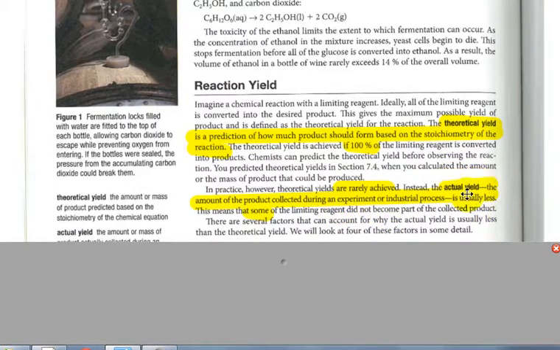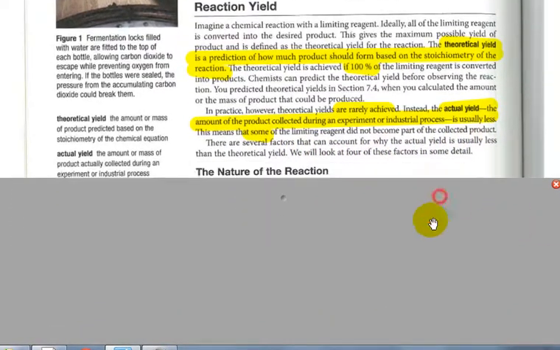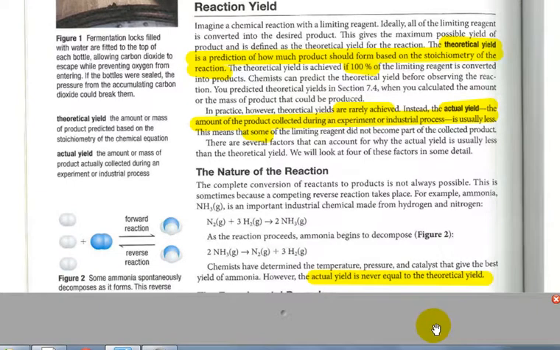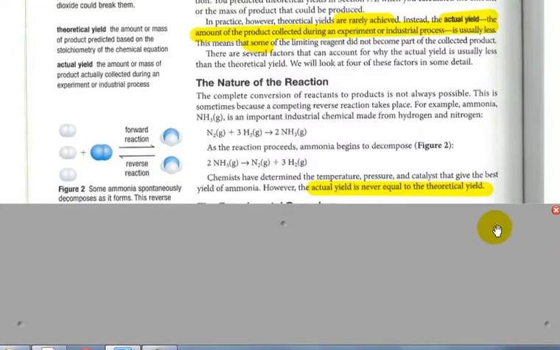We get an actual yield, which is the amount of product that we actually get during the experiment or some industrial process if it's an industry, and it's usually less. So that means that some of the limiting reagent did not completely get converted. And as mentioned here, actual yield is never equal to theoretical yield.